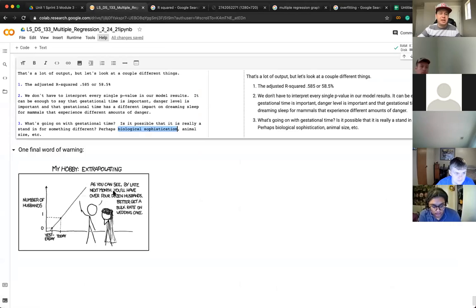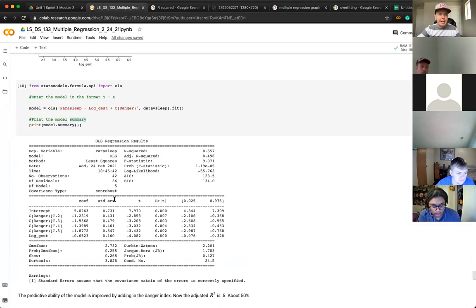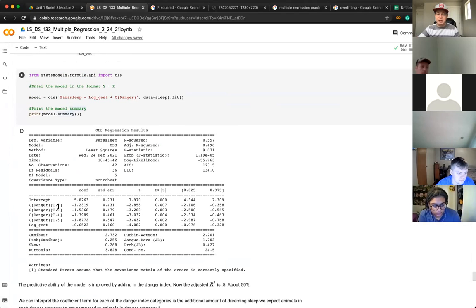So we saw this with the danger levels, right? Right here, we only ended up with danger levels 2, 3, 4, and 5, because danger level 1 got omitted. And then these coefficients are relative to being in danger level 1. How much less sleep do you get than the mammals in danger level 1? All right. So this is why one of those categories is missing.